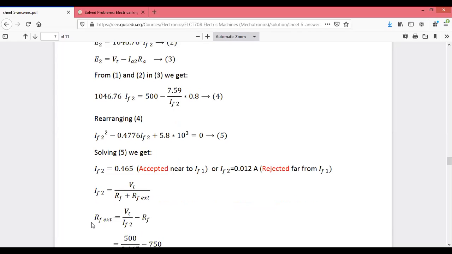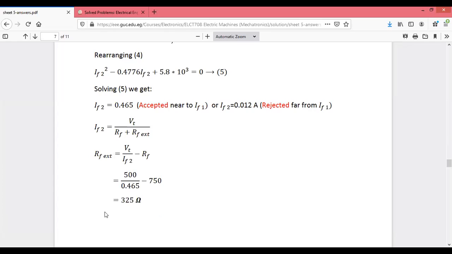How will we find it? According to Ohm's law, we can take I equal to V by total resistance, as given for lower speed and for higher speed. The lower speed resistance was already given, so we can put it as it is. The supply voltage is given and IF2 we have calculated. If you put these things, you will get the field resistance at the higher speed. That value will be 325 ohm. You can practice. If you face any issue, you can ask me.